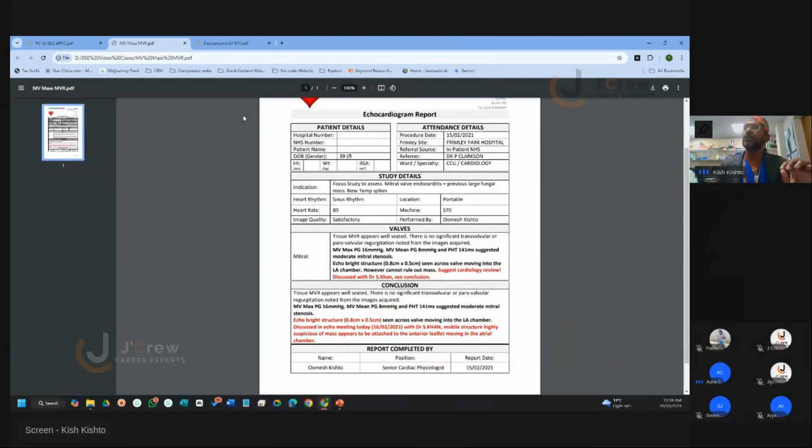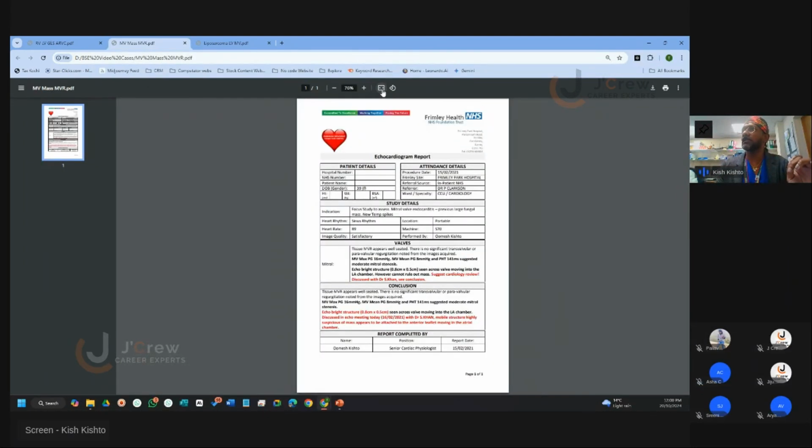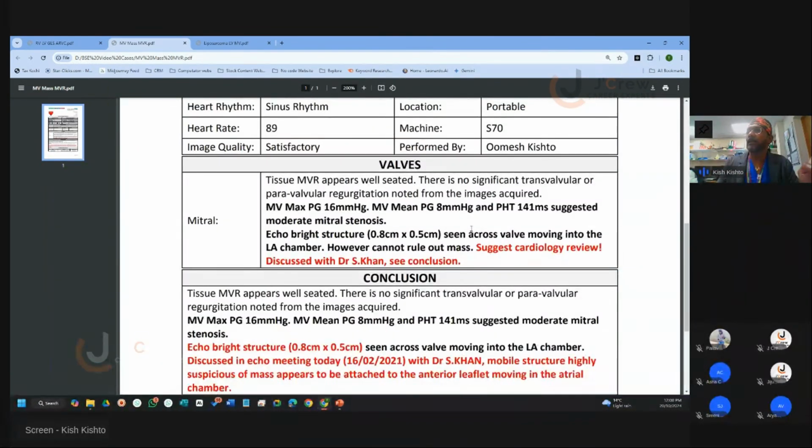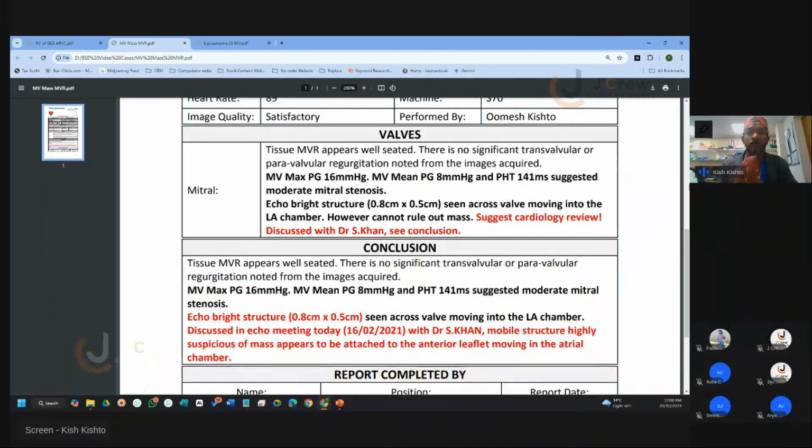Just going to review the report that I've done on mitral valve mass and MVR. In this case, this was just a focus study to assess mitral valve endocarditis, previous large fungal mass, and new temperature. So we know this patient has had endocarditis. So I just want to do a focus study only on the mitral valve. So that's what I wrote there.